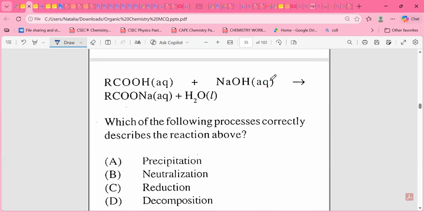RCOOH and NaOH produces RCOONa and water. Which of the following processes correctly describes the reaction above? So this is an acid, this is an alkali. So when an acid reacts with an alkali, it's called a neutralization.